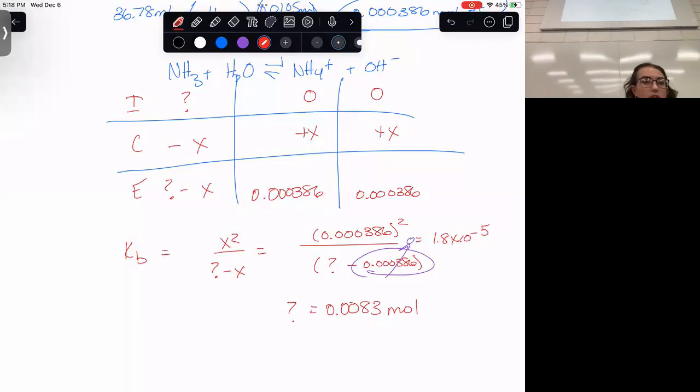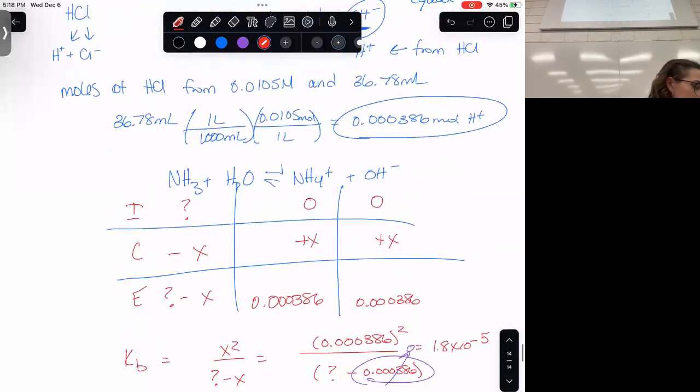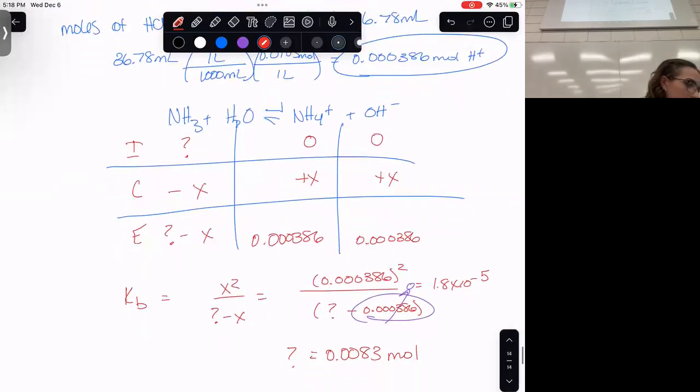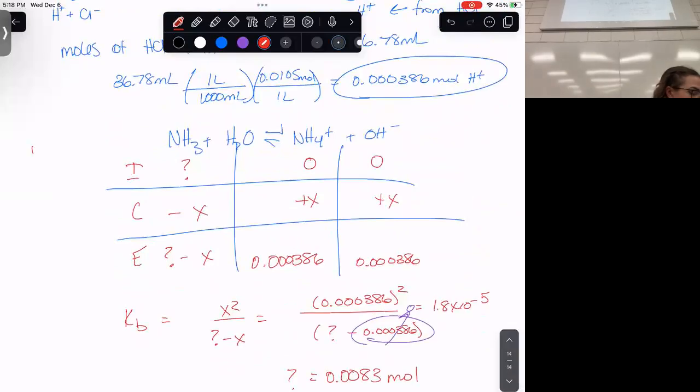I think you need to convert. Oh, I might have screwed this up a little bit. I did. We were supposed to use our volume sooner than we did. Because we did an ice table, which is supposed to be in concentration, and we just did this in moles. Yeah, anytime you use an ice table, you always want to be in molarity.